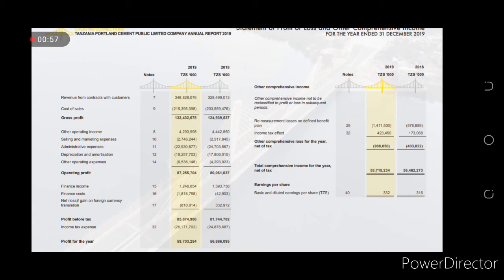As we can see, the components are revenue and cost of sales. If anything is a cost or a loss, it's usually put in brackets. And these figures are actually read in billions and not millions. For instance, let me read out the revenue from contracts with customers. That is actually read as 348,828,076,000. You might read this as 348 million, etc.